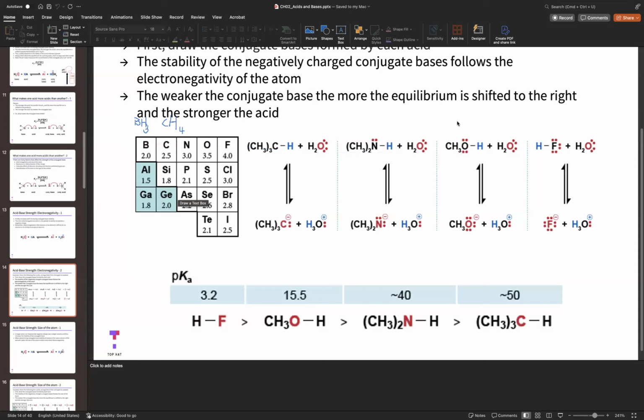Is borane stronger than methane or methane stronger than borane? The answer is methane is stronger. Methane would be the stronger acid. Why? Because as we learned, acidity increases from left to right on the periodic table on a period like this. So basically, carbon is on the right of boron, correct? So the acid CH4 would be a stronger acid than BH3. All right.